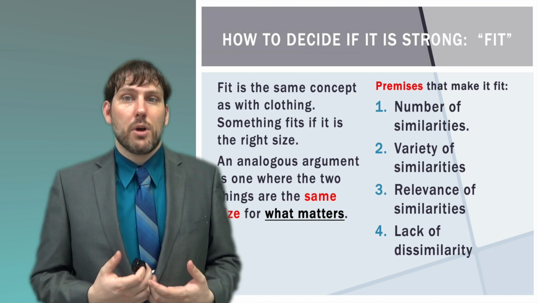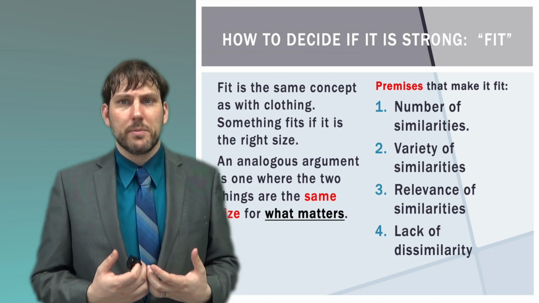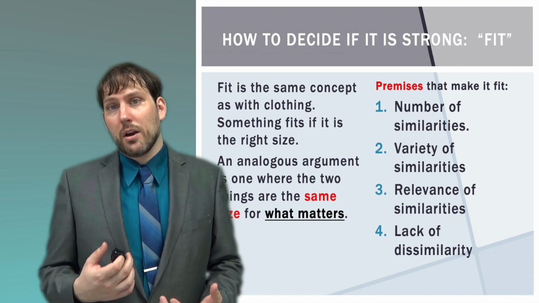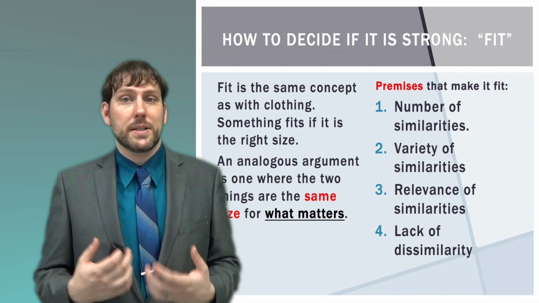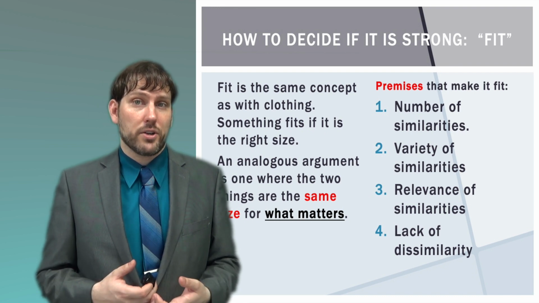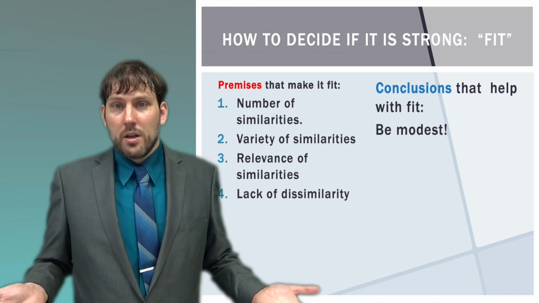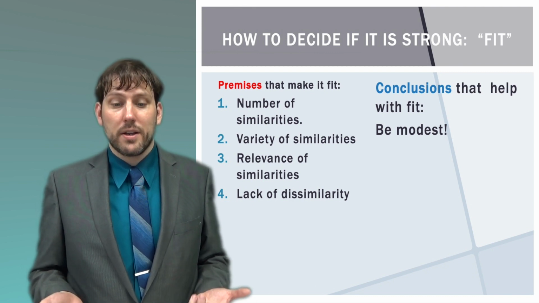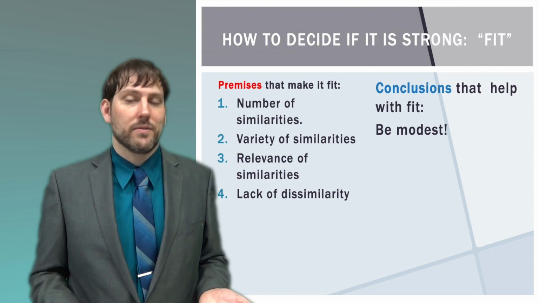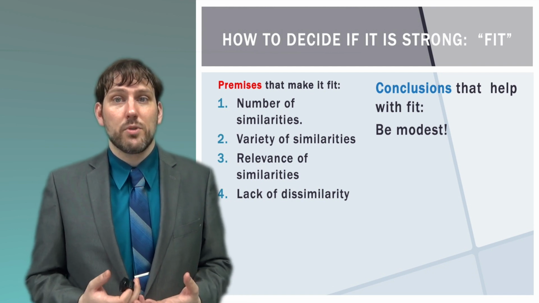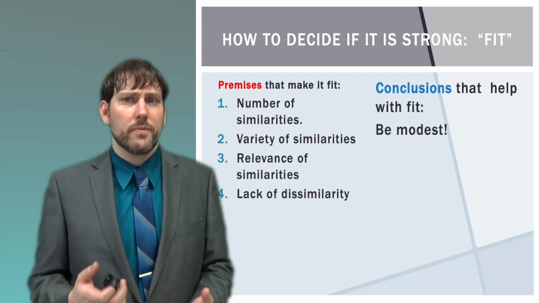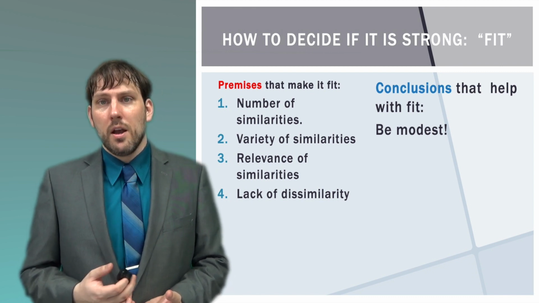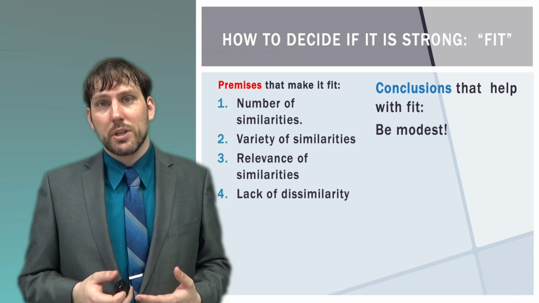The final thing to think about is a lack of dissimilarity. So sometimes we can come up with many similarities, but if they are being blocked by something very important that's in the opposite direction, this is going to kill it. So what we're looking for is premises that help. So we want a number of similarities, variety of them, relevance of similarities, and lack of dissimilarity. And then as long as we are modest with our conclusion, if we try for something too big, we will often fail to make a strong argument. But as long as we don't do that, we'll be in the clear.